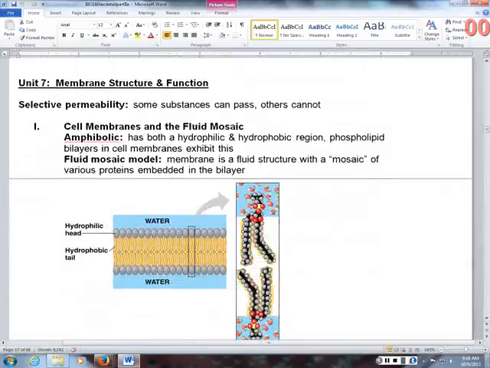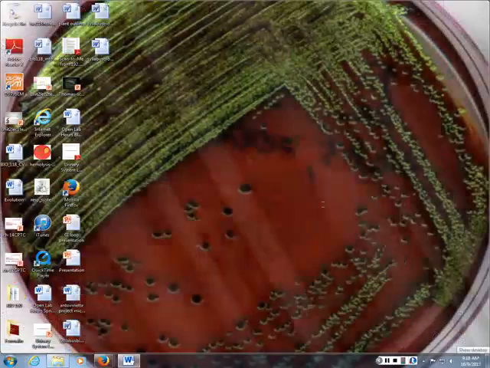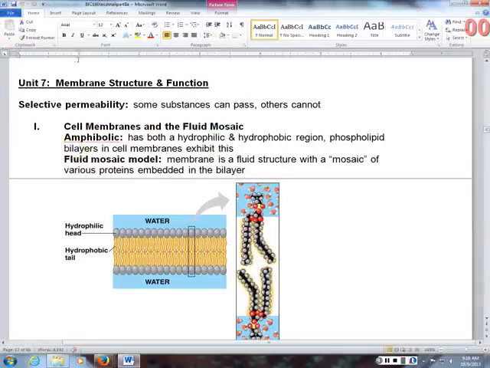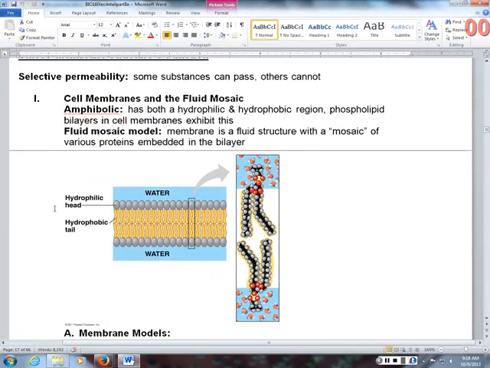All right, so in this section we're going to look at the membrane in more detail. One of the key things about our membranes is they have selective permeability. Some things can get in, some things can get out, and it gets to choose those things. Your cell membrane is going to be a fluid mosaic model of this phospholipid bilayer.